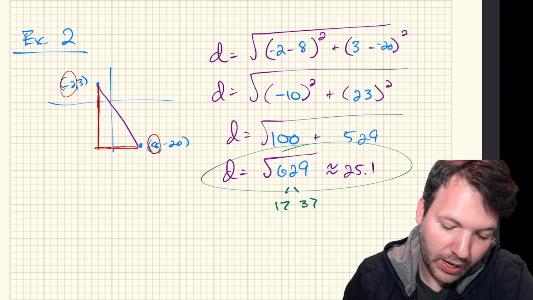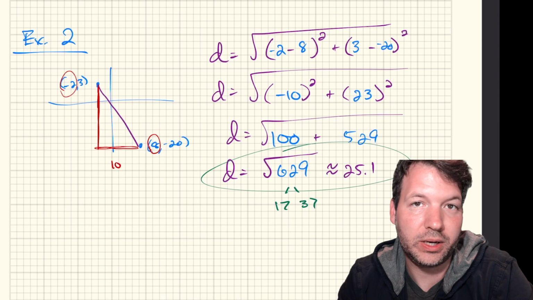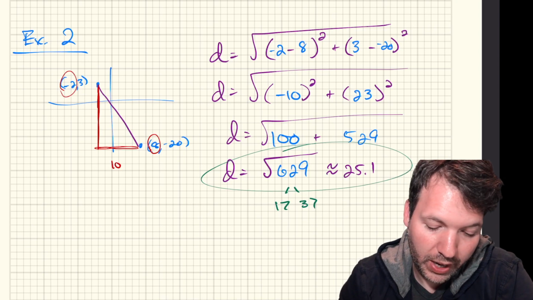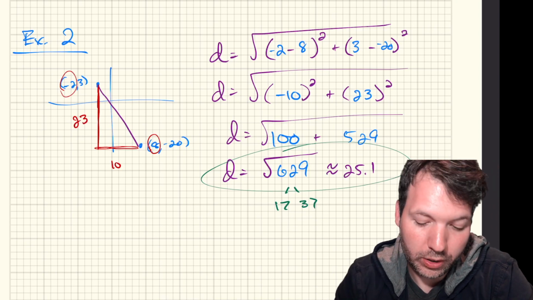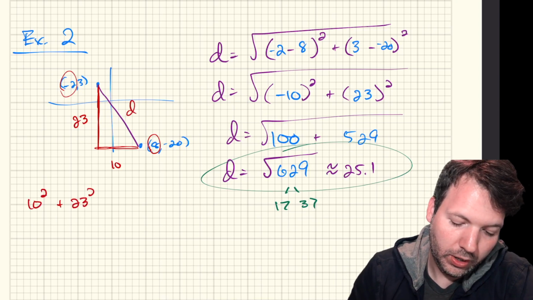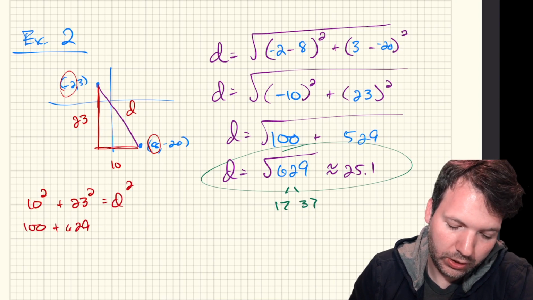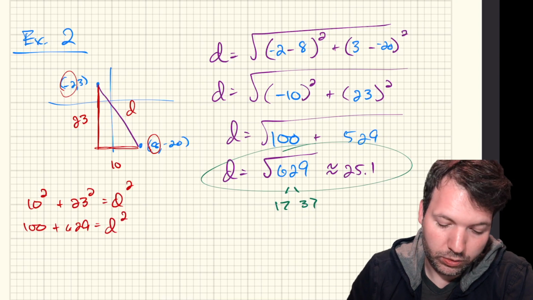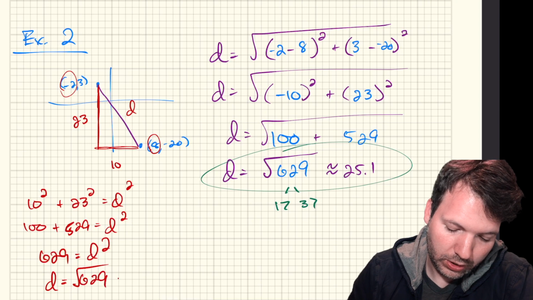Again, if I'm looking at just my x coordinates, I can tell, oh, of course those are 10 units apart. So even if it's not to scale, I can still write down that they're 10 units apart. And then again, positive 3 all the way down to negative 20, I should be able to tell, oh, well, that's 23 units apart. And so there is our 10, 23, D right triangle. 10 squared plus 23 squared equals D squared. Same math, of course, 100 plus 529, I'm sorry, 529. 629 total equals D squared. D equals the square root of 629, which again is about 25.1.